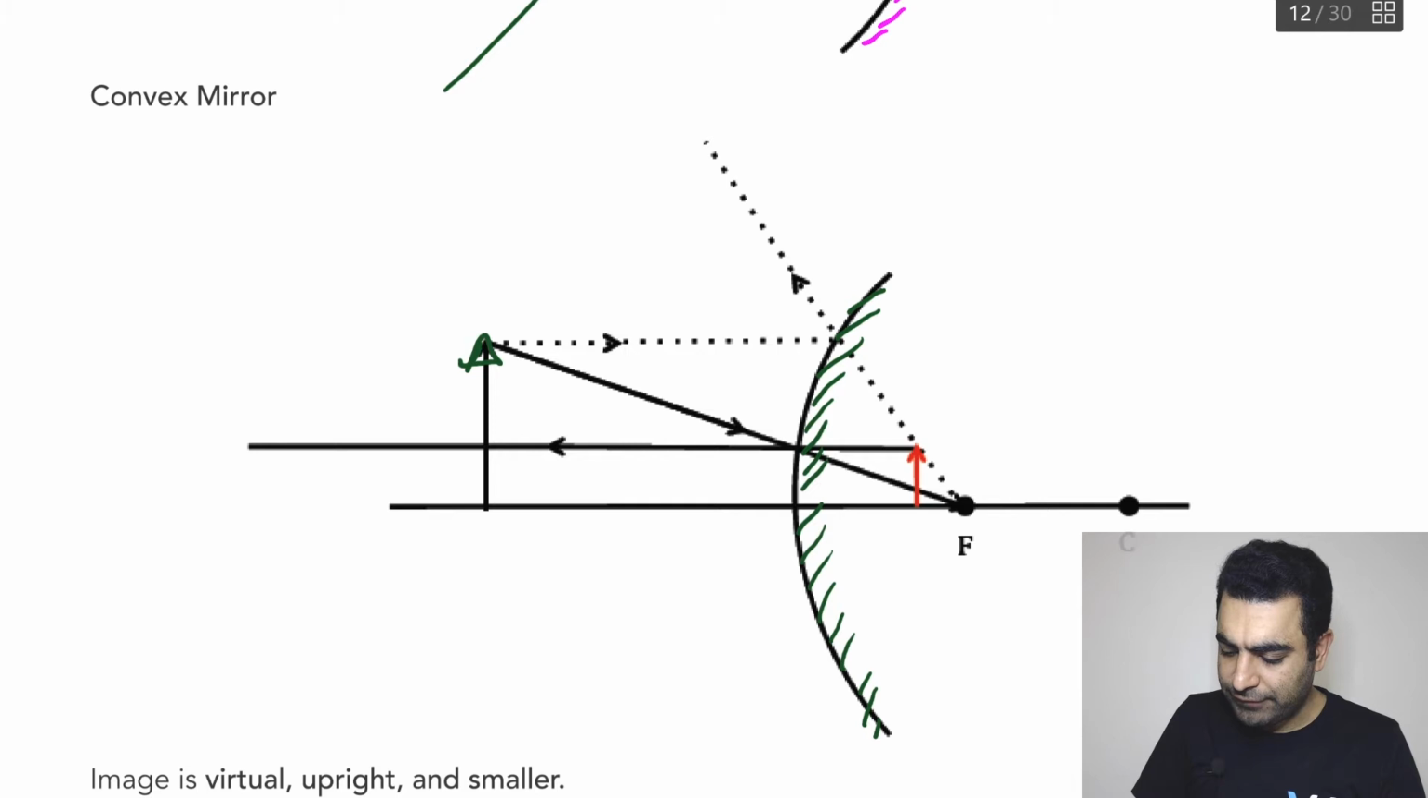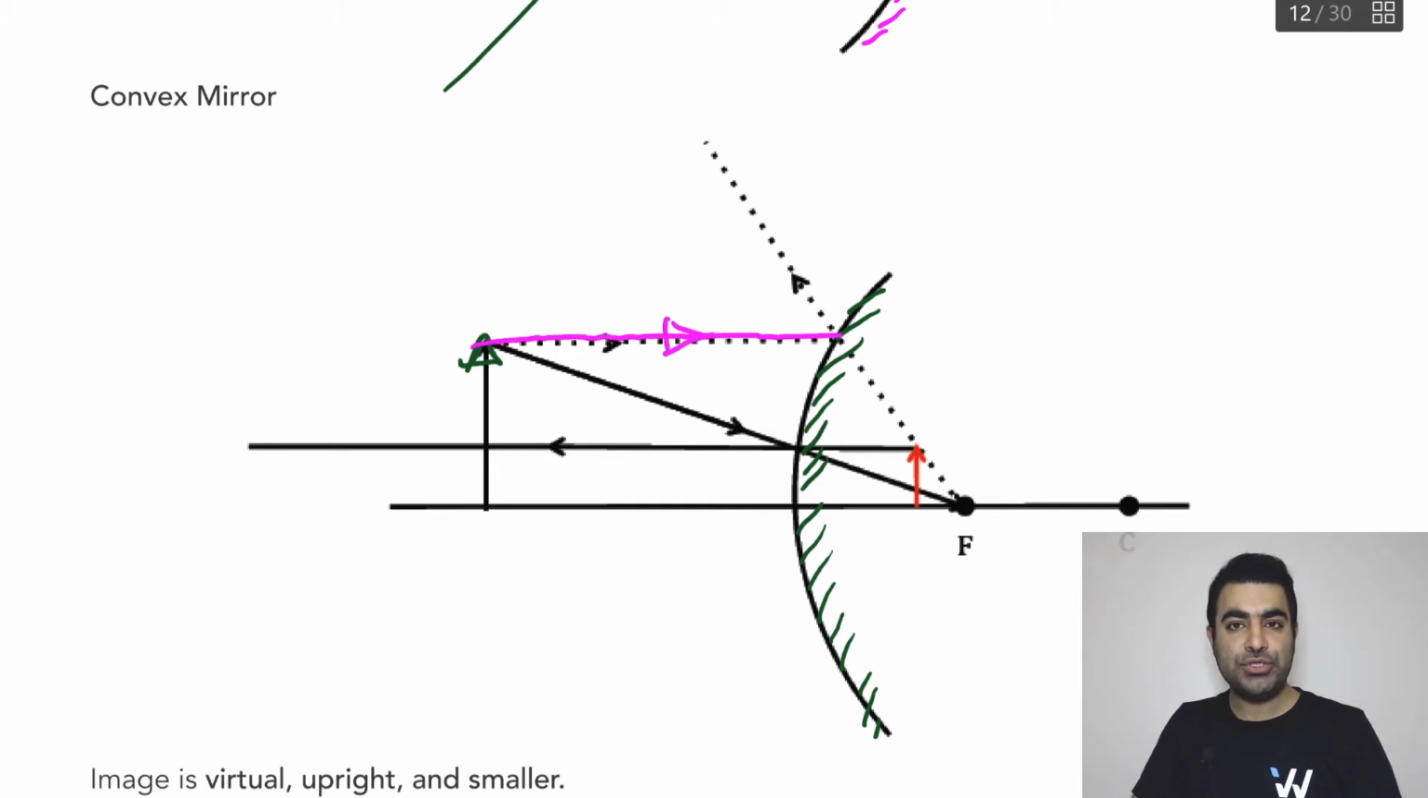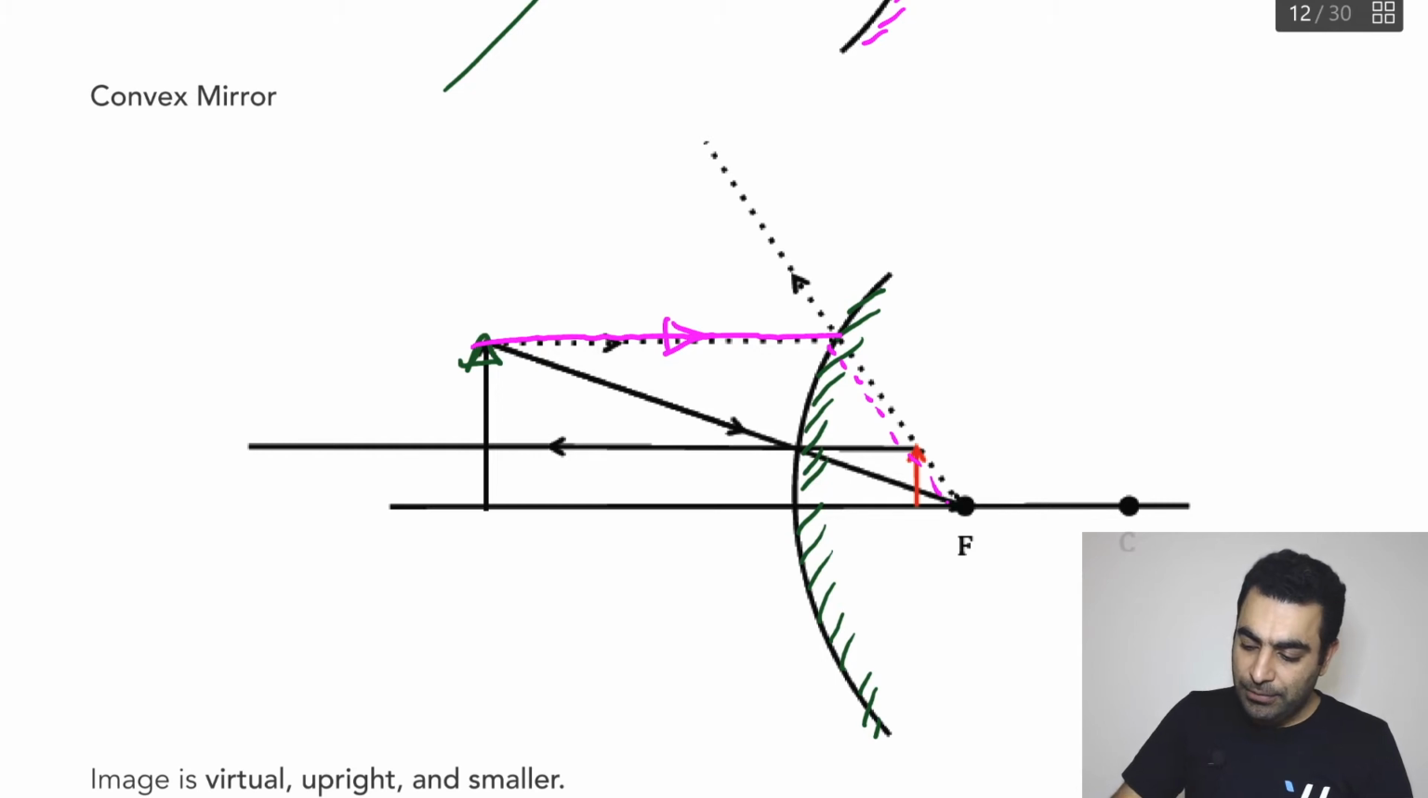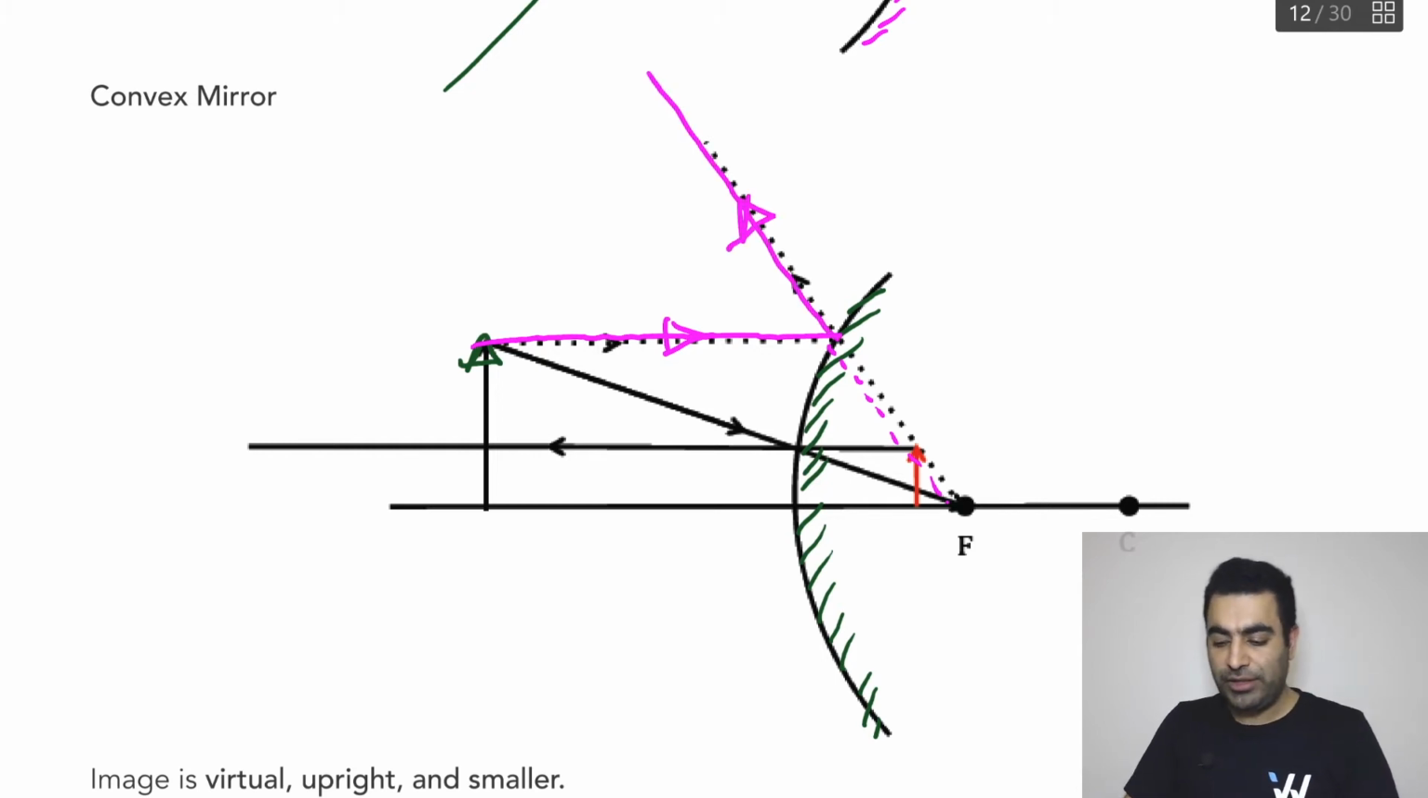First of them would be the one which is going to be parallel to the axis, for example. This one should pass through the focal point. However, since the focal point would be on the right hand side and basically there's nothing behind the mirror, in that case we assume that this light is going to pass through the focal point coming from that one. As we expect for the convex mirror, the lights are going to diverge after hitting the mirror.